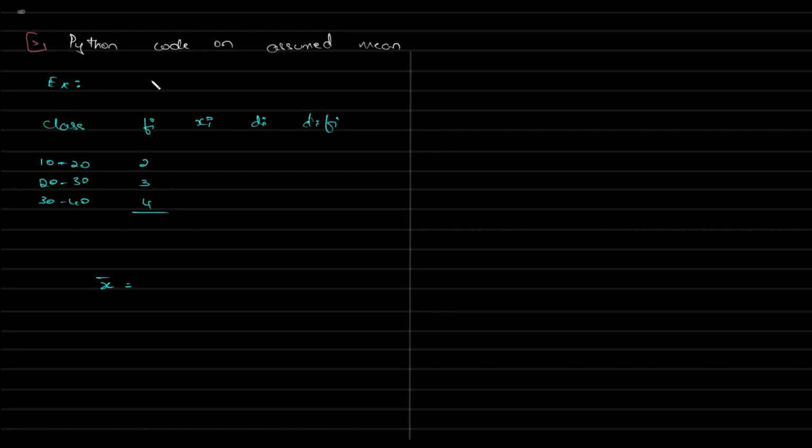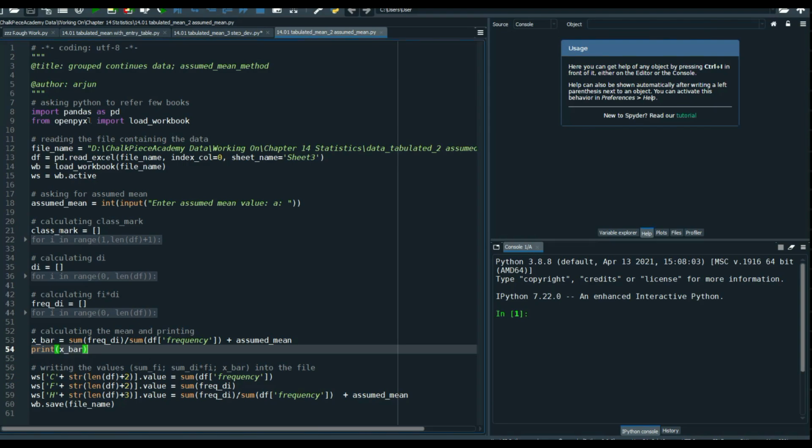We're looking at the Python code on assumed mean. So how have we coded it? The first thing is we're reading the file and all of that. I won't go into that detail. Here we are asking for the assumed mean: "Enter the assumed mean value." So this is where we are asking it. After that, we'll start calculating the class mark.